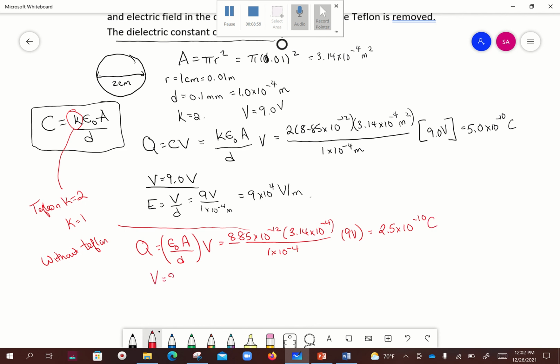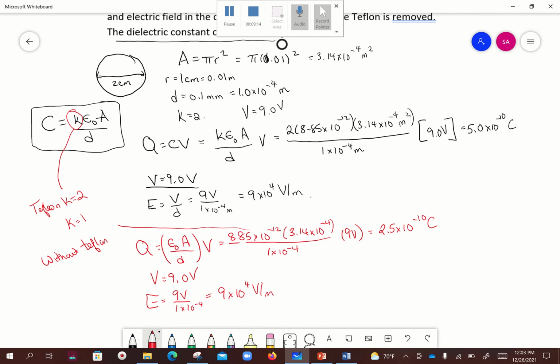Voltage is still hooked up to the battery, so it's still 9 volts. What's my electric field? V over d, so 9 over 1 times 10 to the minus 4. So it's 9 times 10 to the 4 volts per meter.